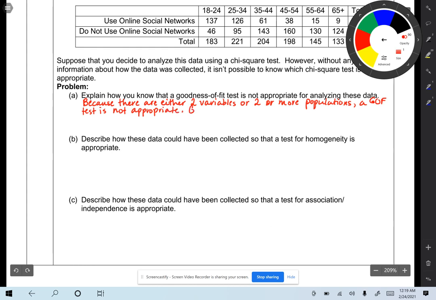Goodness of fit tests are only appropriate when analyzing the distribution of one variable in one population. One-way table.